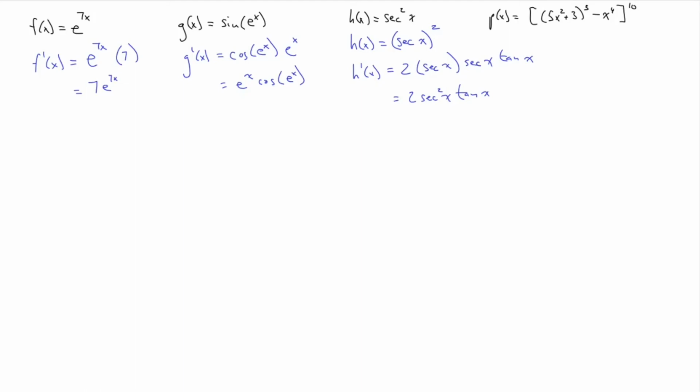Let's give ourselves a little bit more room for the last one, since I seem to have crowded it out a little bit with the previous problem. Here we go. We've got some function to the 10th power. And so you treat that function, regardless of how complicated it looks, as if it were a variable, and you get 10 times that function all to the 9th power. We are of course not done.